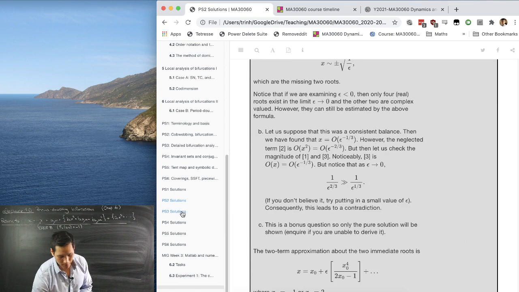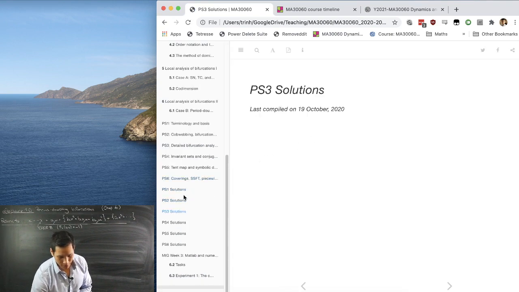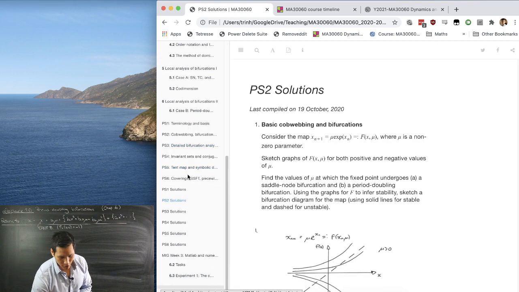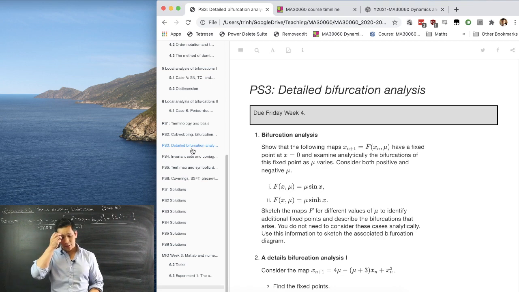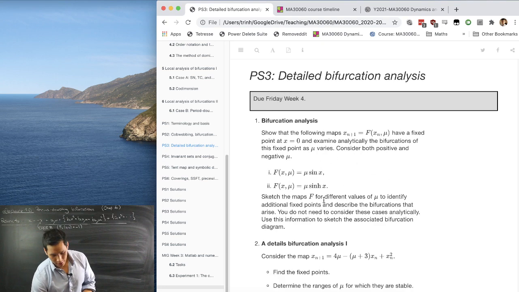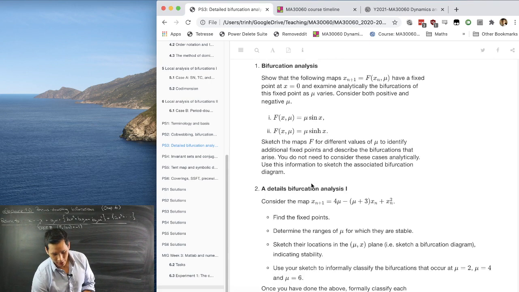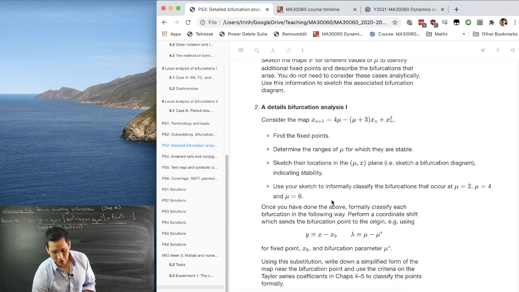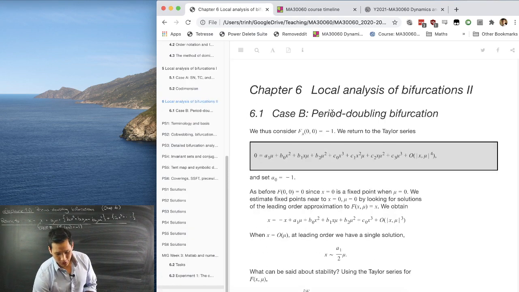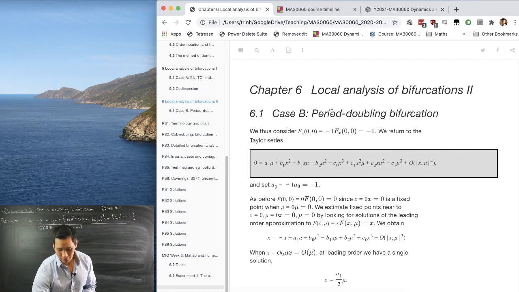And just a reminder, this week's problem set is problem set 3. Problem set number 3 is just going to take us to the end of bifurcation analysis. It's kind of doing both these cobweb analyses and then a more detailed bifurcation analysis using these series approximations that we've been developing over the last week and a bit. So today we're going to look at chapter 6, case B, the period doubling bifurcation.